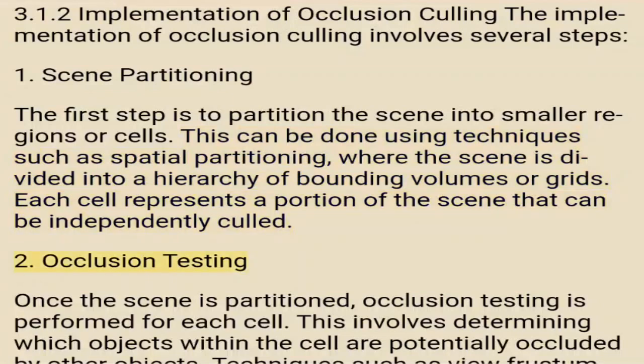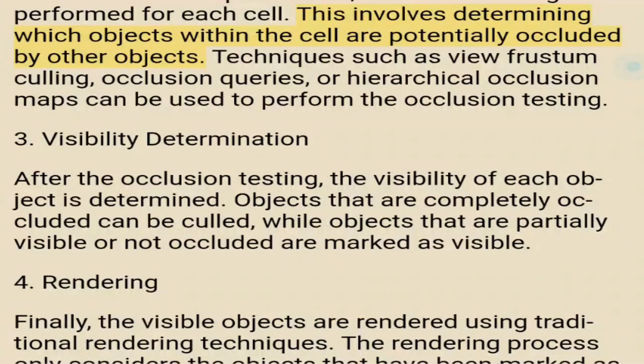2. Occlusion testing. Once the scene is partitioned, occlusion testing is performed for each cell. This involves determining which objects within the cell are potentially occluded by other objects. Techniques such as view frustum culling, occlusion queries, or hierarchical occlusion maps can be used to perform the occlusion testing.